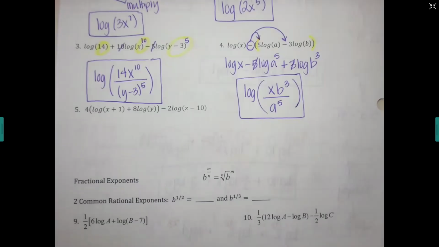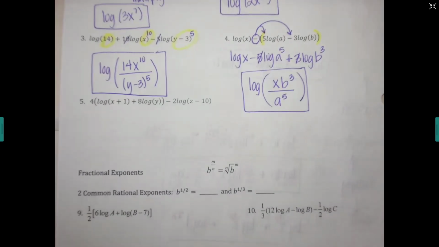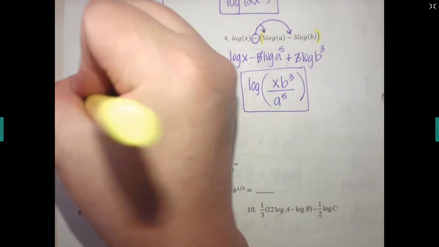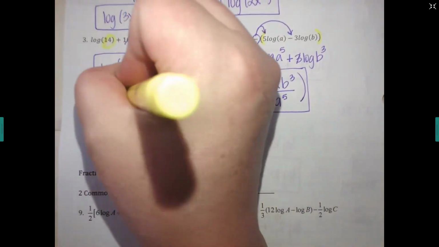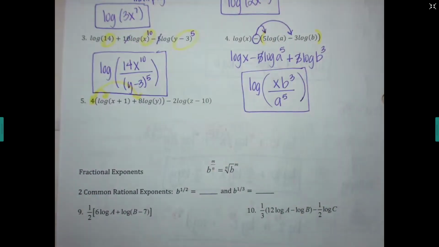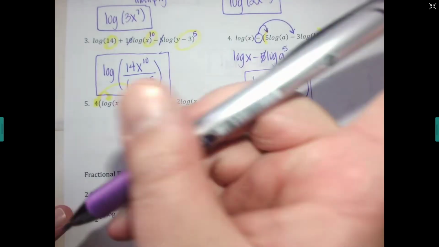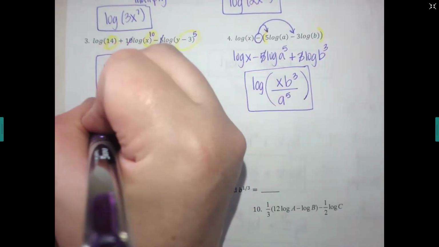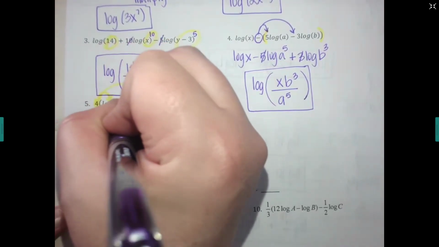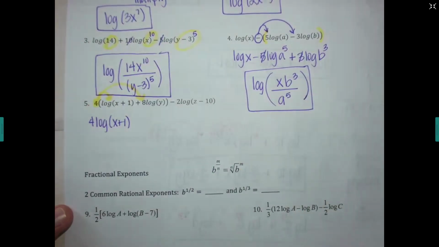Take a look at number 5. We have a 4 outside of our parentheses. We're going to have to distribute that in to both logs. So my first log x plus 1 is now a 4 log x plus 1. What about my 4 times my 8 in the front?